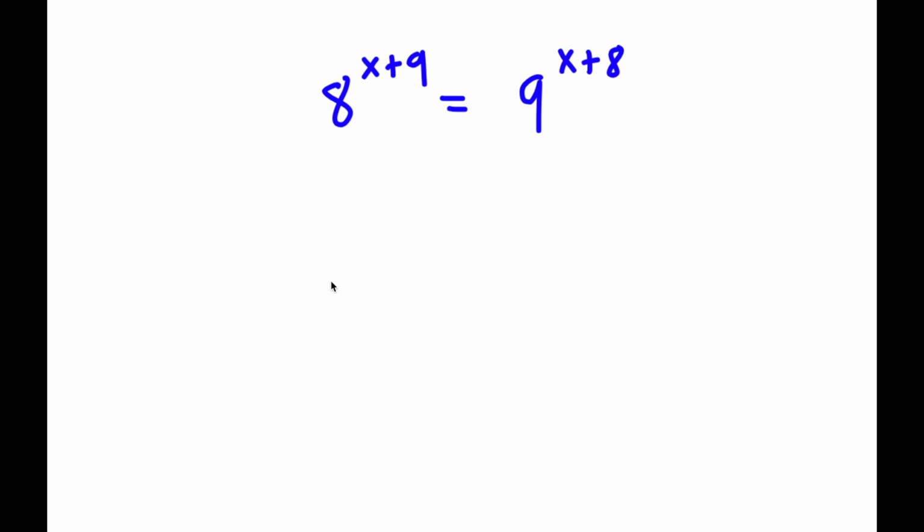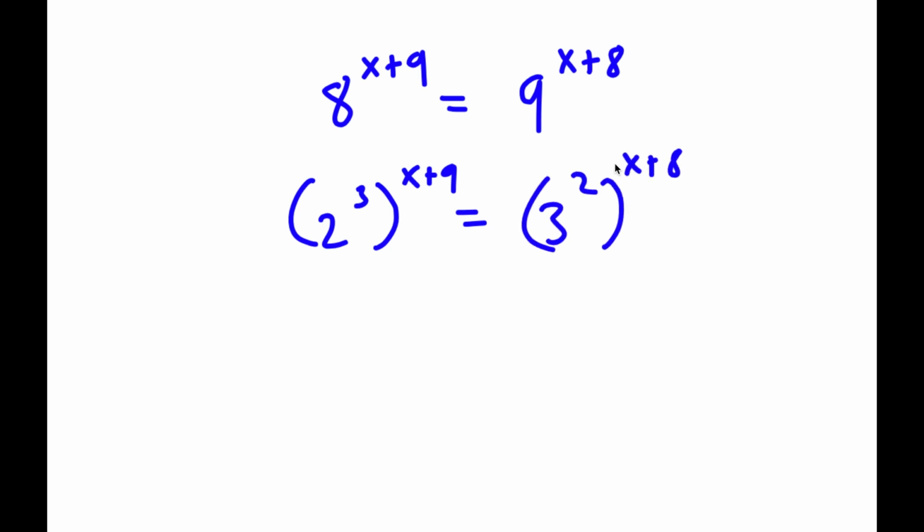Alright, so in this problem, I have 8 to the power of x plus 9 is equal to 9 to the power of x plus 8. So I'm going to first rewrite 8 as 2 to the power of 3. So now I have 2 to the power of 3, to the power of x plus 9, is equal to 9, which I'm going to rewrite as 3 to the power of 2. So 3 to the power of 2, to the power of x plus 8.